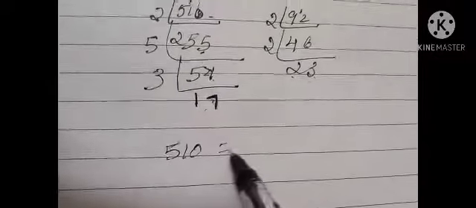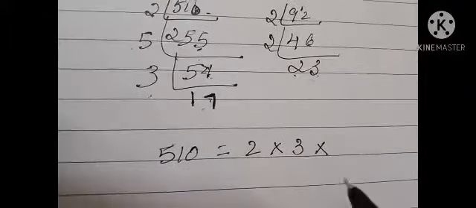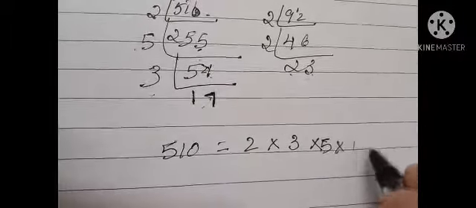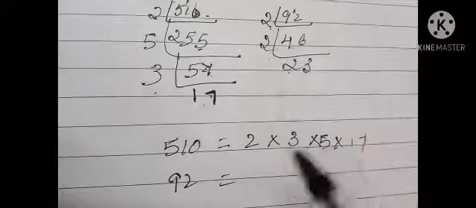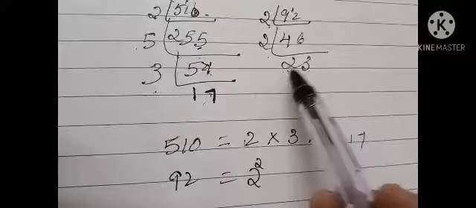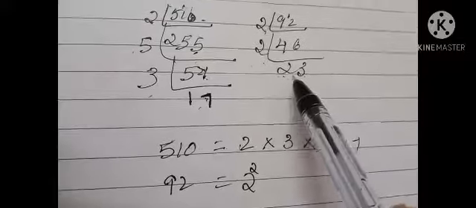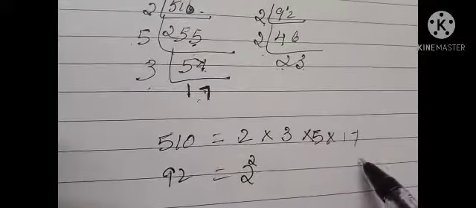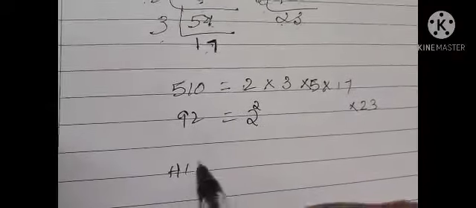Now we have to arrange this as 510 equal 2 into, we can arrange this in ascending order. 2 is a factor, 3 is a factor, 5 is a factor, 17 is a factor. 2 into 3 into 5 into 17. Then 92. 2 into 2 means 2 square. That we can write as 2 square here itself. Then there is no factor as 3, no factor as 5, no factor as 17. But here an extra prime factor, that is 23. So that I wrote here as extra. Then here we have to find HCF first.